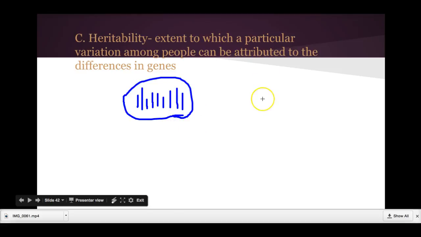For example, height is typically around 50% heritable. What we mean by that is that 50% of the reason for the differences in height in this group is because of genes. The other 50% is a result of the environment. So we're looking at the reason why there are differences between people.